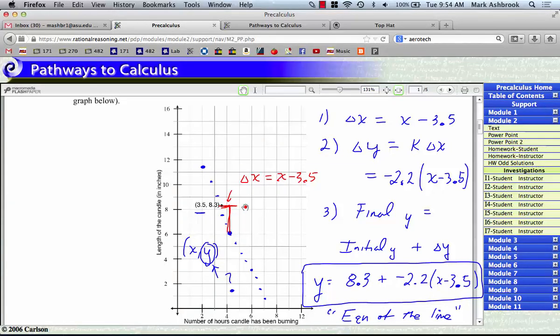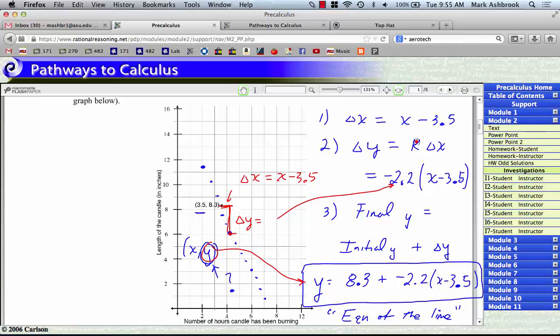Here's our change in x. Here's our corresponding change in y, and then the final value of y, the y coordinate of this point, depending on what we picked for the change in x, is down here, which is the initial y, 8.3, plus the change in y. Is there a question?